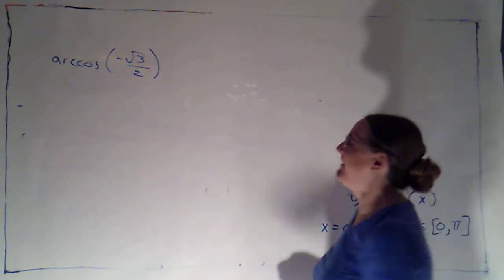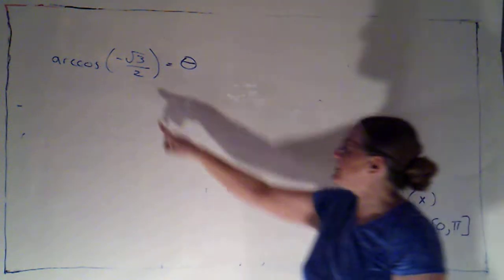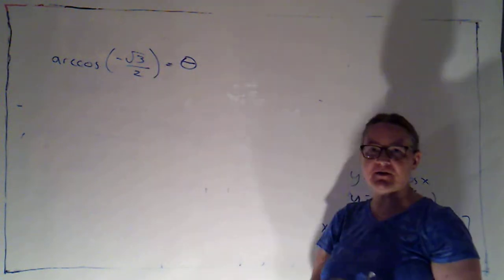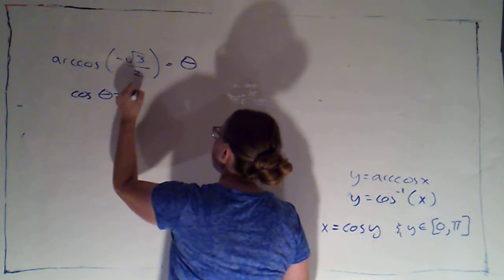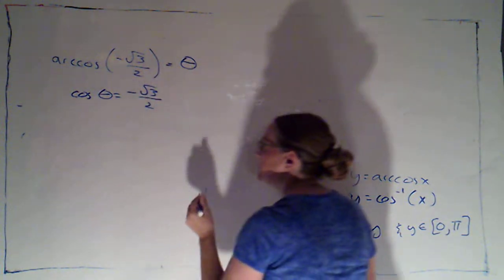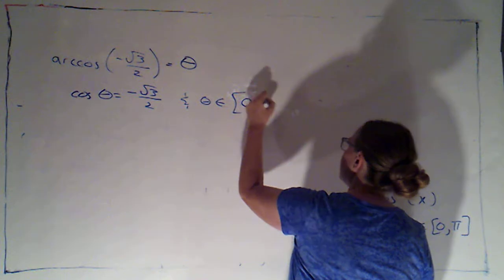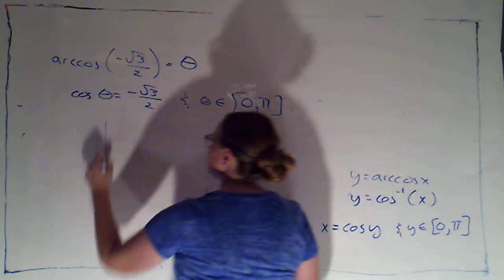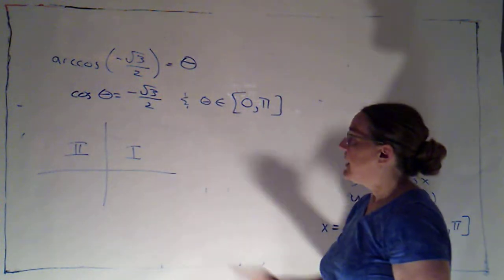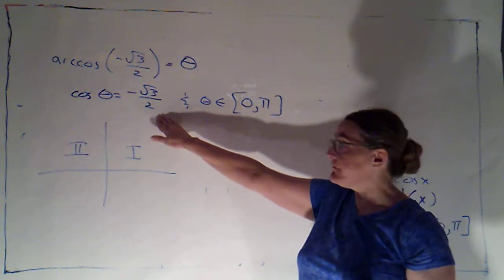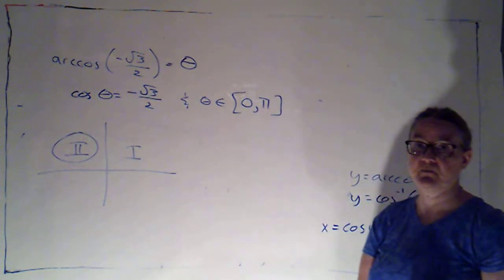Welcome back. Okay, I'm going to give that a name that makes me think angle. So this is my trig ratio, the output's going to be my angle. And I know that what that means is that cosine of theta is negative root 3 over 2, and theta's in the interval from 0 to pi. So 0 to pi corresponds to quadrants 1 and 2. If cosine is negative, which it is here, I know I'm going to be in quadrant 2.